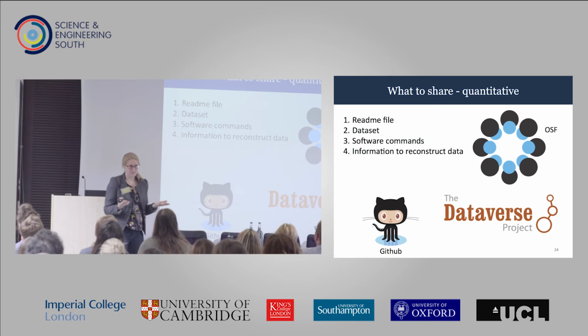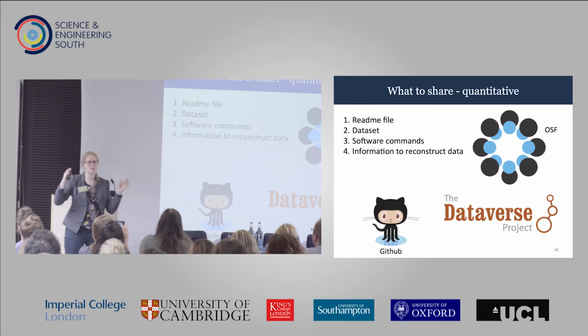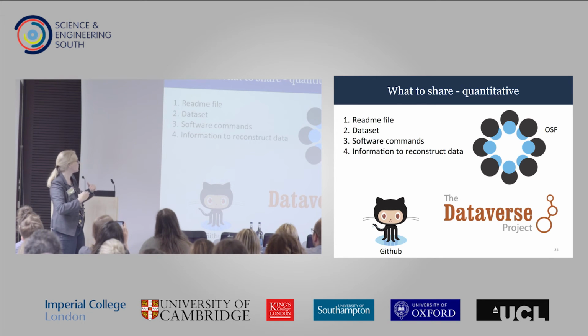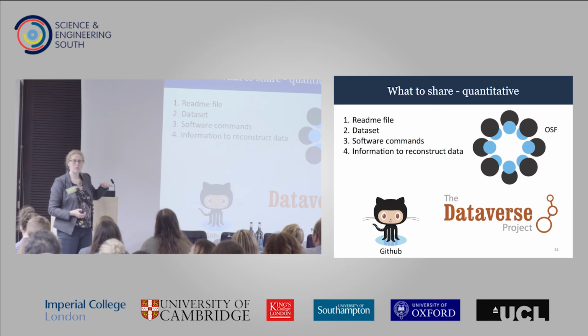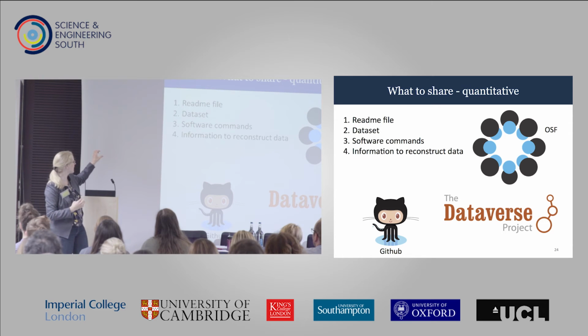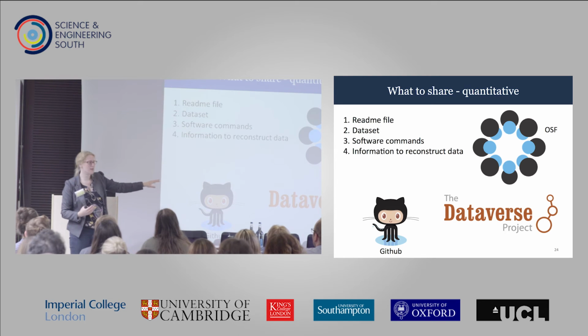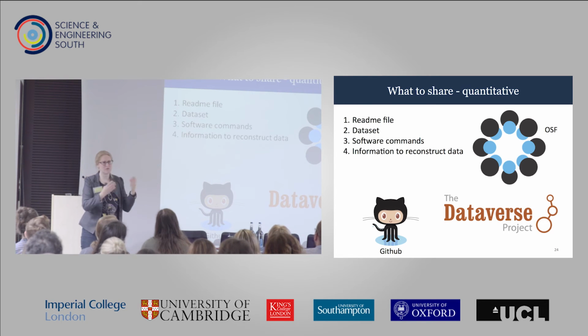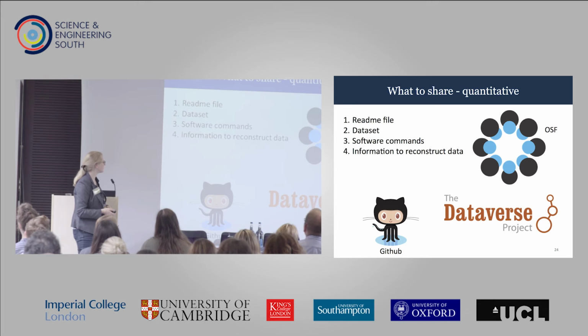Okay, what to share? For quantitative researchers, share a README file that just says what's in all the replication files, how to use them, how to run the code. Not everyone works in R, there are lots of others, Python, whatever. Obviously the raw data set, all the software commands in whichever form, and information to reconstruct the data. If someone wants to recollect the data by themselves and not just use your data set, how can they do that? And you can publish that on GitHub, Dataverse, they are all free. The Open Science Framework, these are platforms where you can upload big chunks of data and make everything ready.